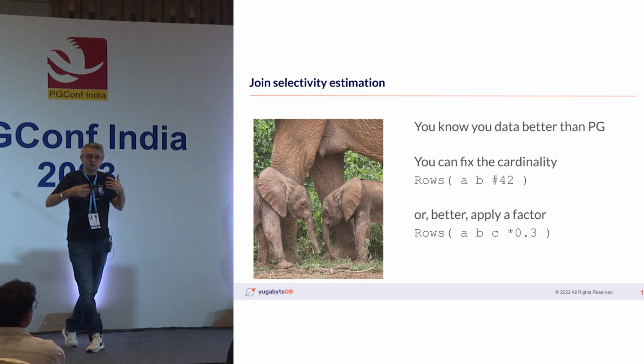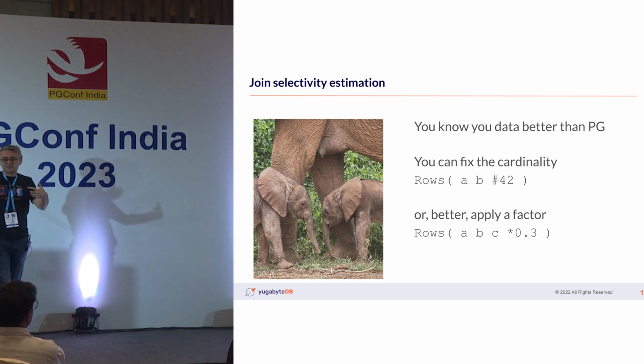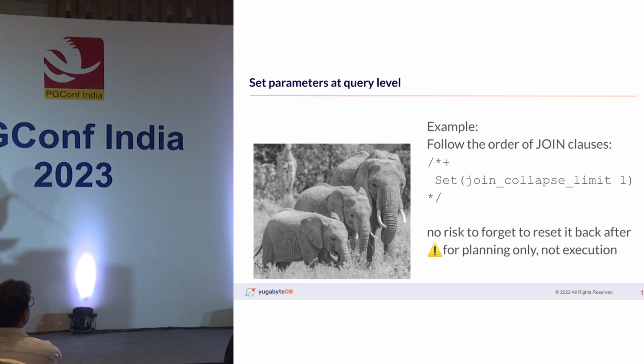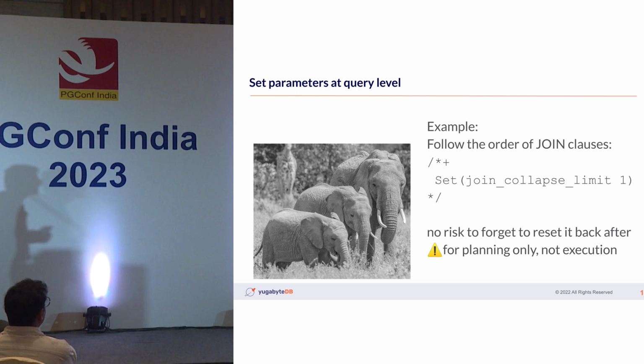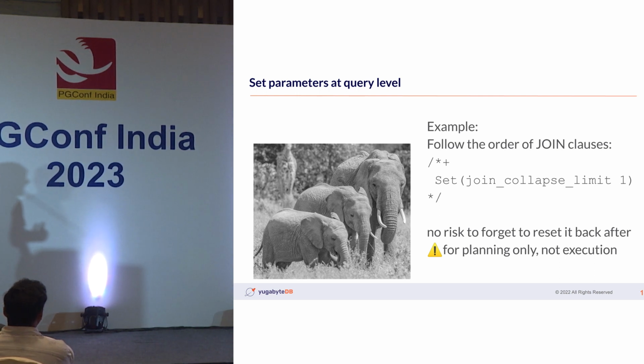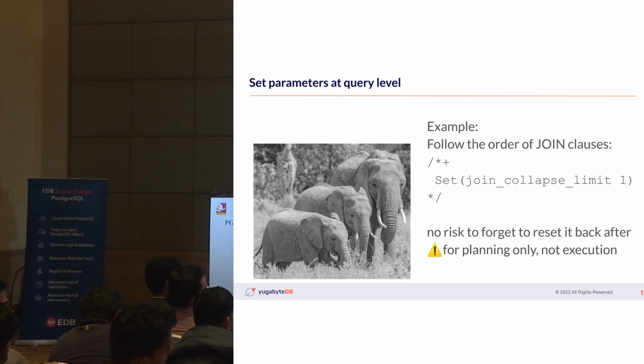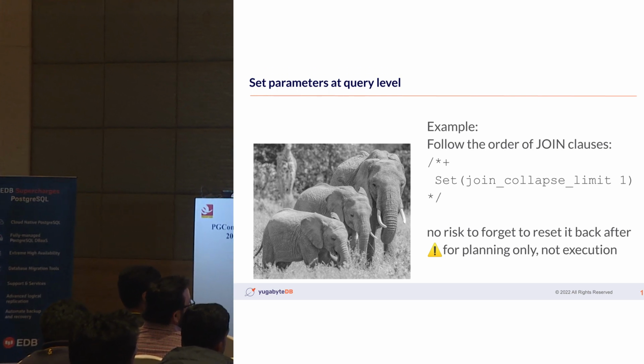And when you have a correlation, like country and city, then probably the factor will always be the same. So that's also a way, without forcing a plan, just to help the query planner with some information you know about your data. You can also use hints to set parameters.